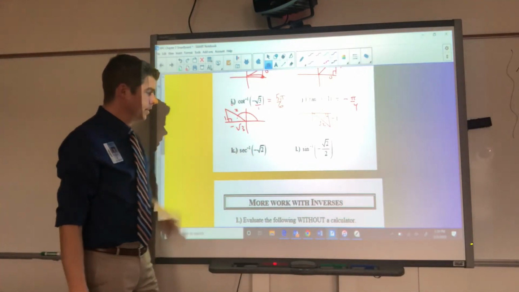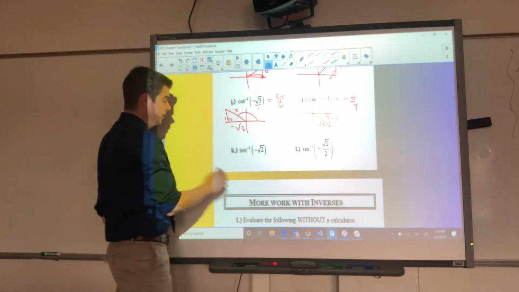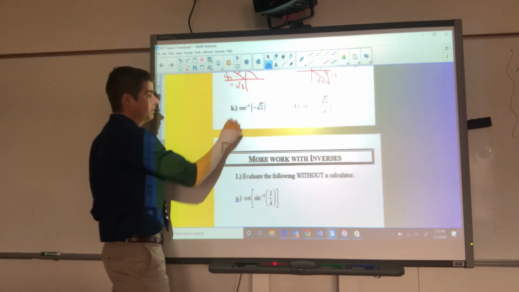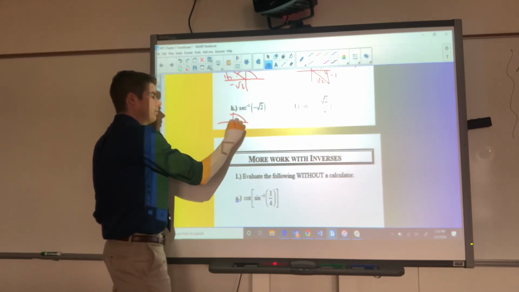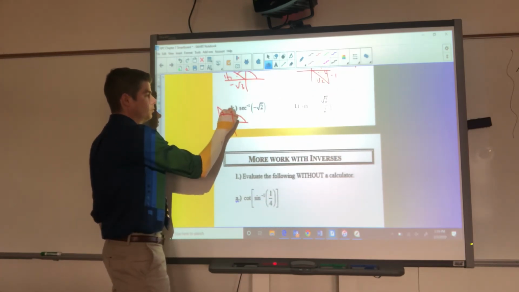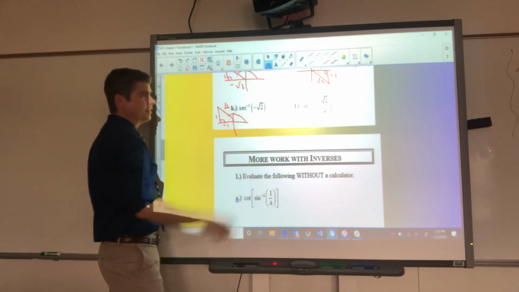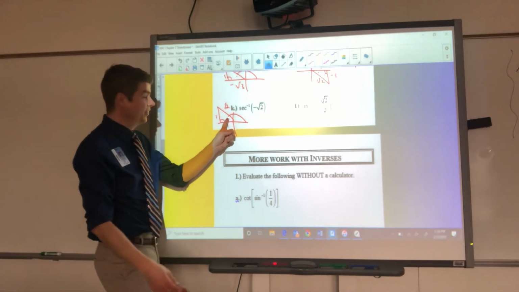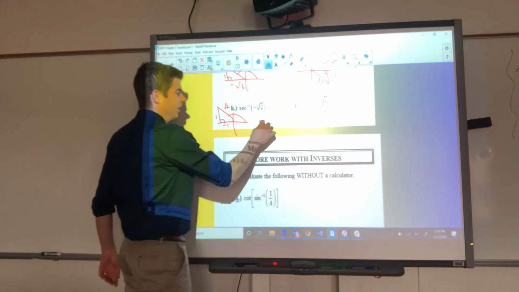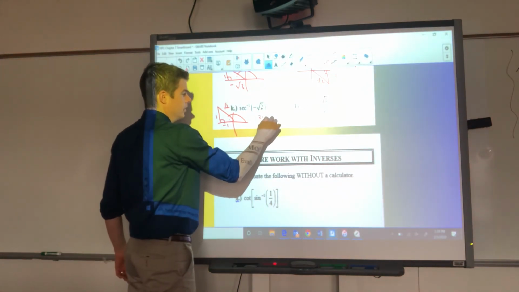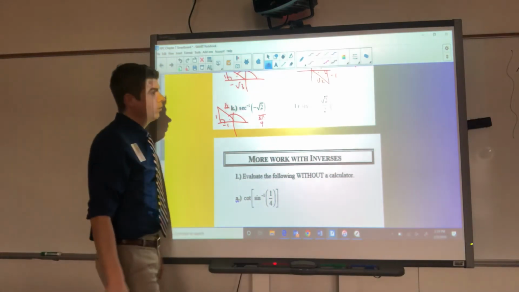Two more. Negative root 2 is my ratio of secant. So secant lives in quadrant 2 when it's negative. Root 2, negative 1, that's a 1. Again, that's our familiar 45-degree angle, but in quadrant 2, it's 135 degrees, or 3 pi over 4.